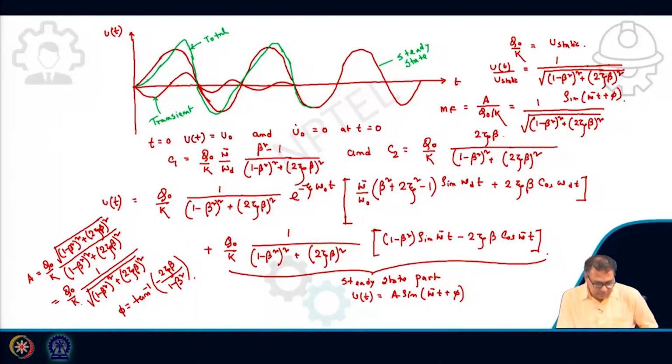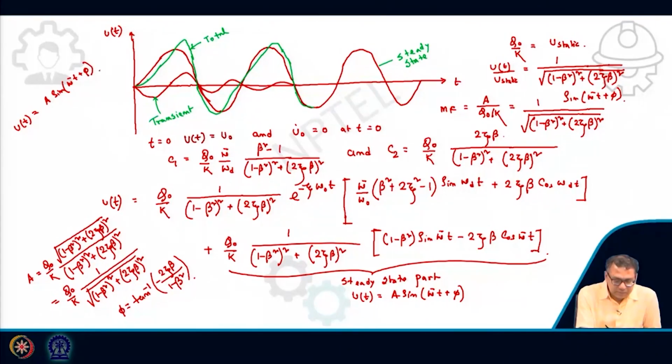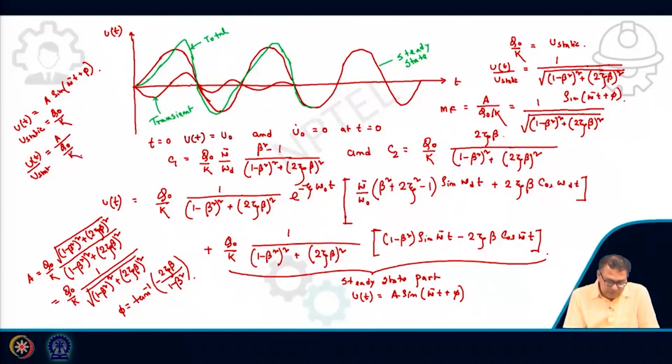Okay, because this is your q static, so if I take this value here, or you can put it another way also, you can write u(t) is equal to A sine omega bar t plus phi, and u static is equal to Q0 by K. So now for the maximum value, if I write u(t) by u static, this will be simple A by Q0 by K, and the A value you know, so Q0 by K will cancel out, so this will be only the magnification factor.